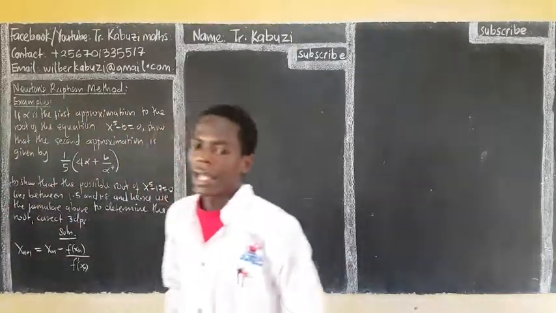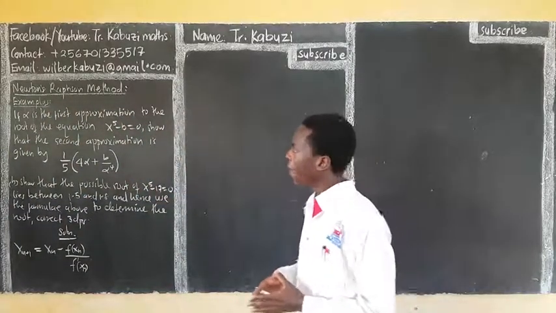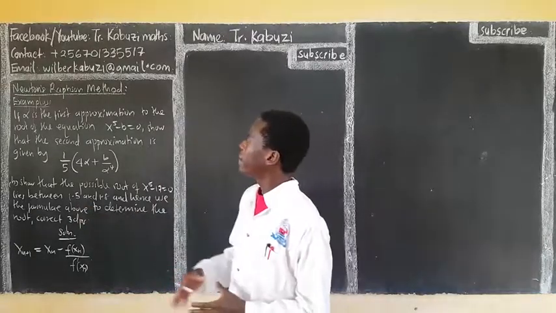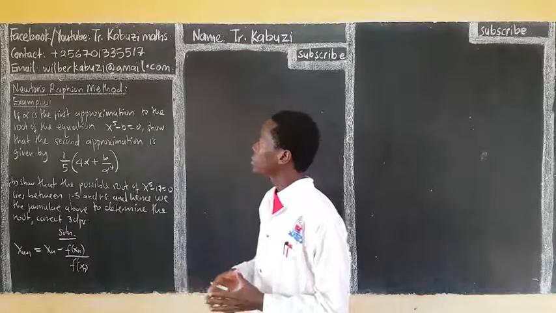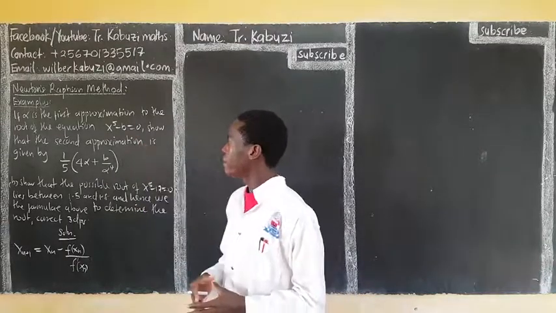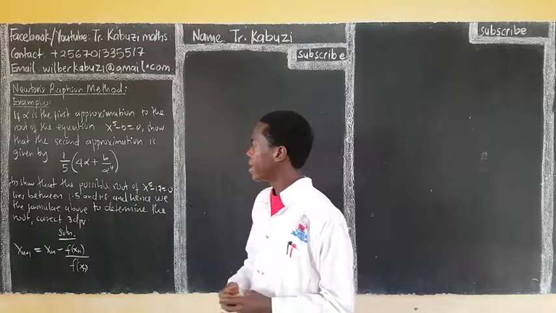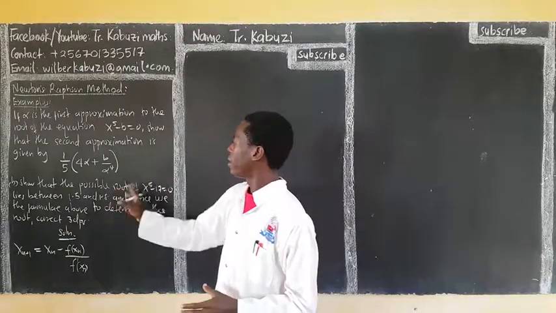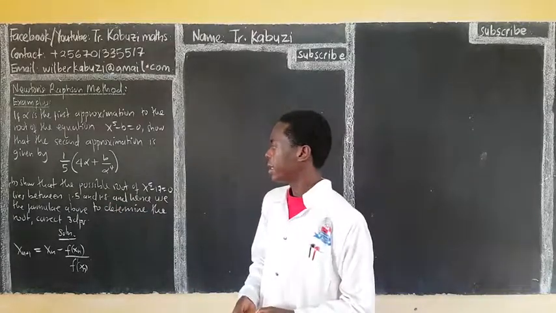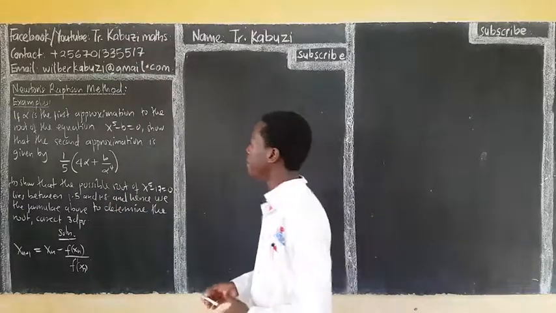Now members, let us see how we handle this proof here. Show that, if alpha is the first approximation to the root, the second approximation is going to be this. Then there's a next part: show that the roots of this are between this, and hence use the formula above to determine the root correct to 3 decimal places.